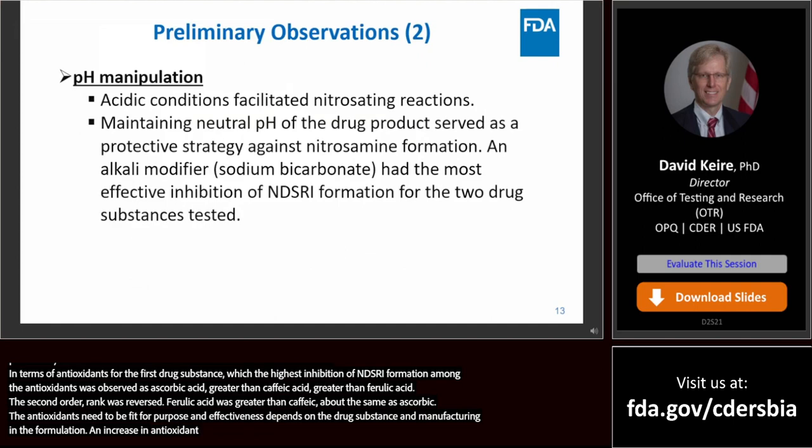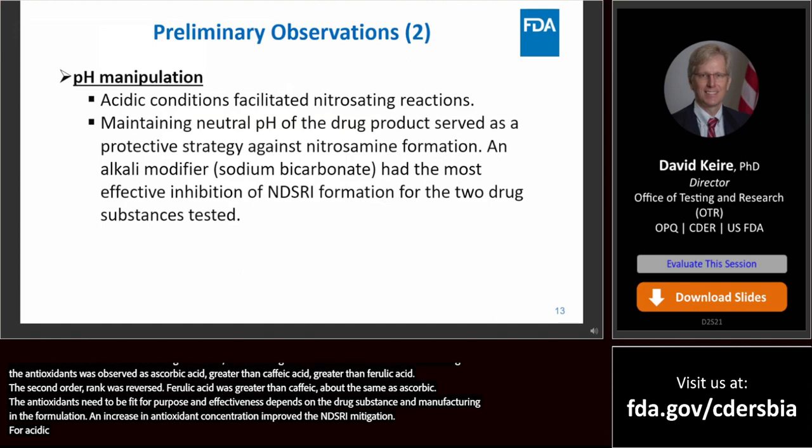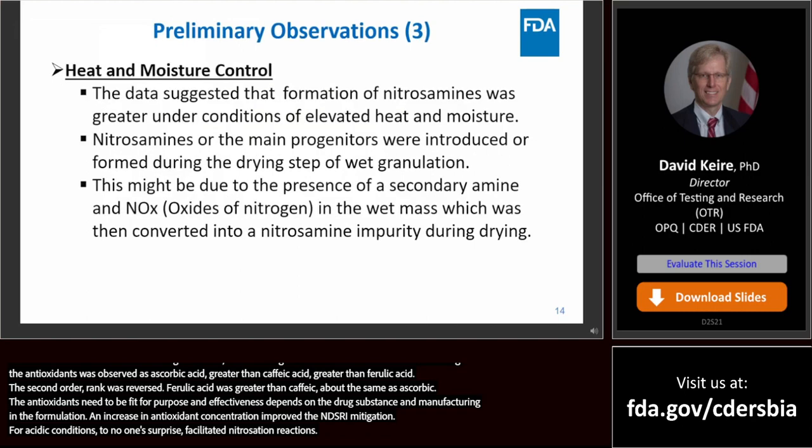So for pH manipulation, a set of conditions, to no one's surprise, facilitated nitrosation reactions. Maintaining a neutral pH of the drug product served as a protective strategy against nitrosamine formation. And so an alkaline modifier, sodium bicarb, had the most effective inhibition of NDSRI formation and NDMA formation for the two drug substances tested. And also heat and moisture control would be an important factor.